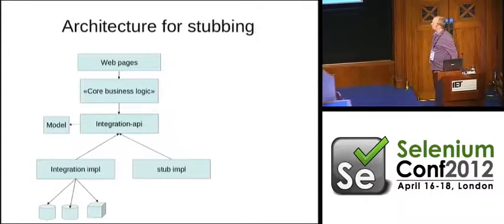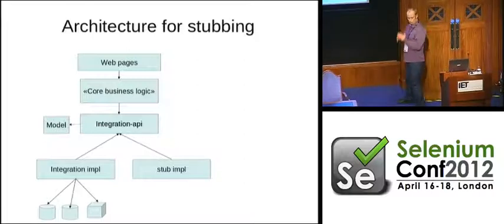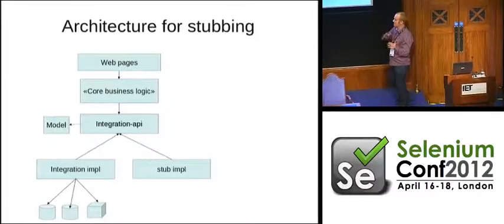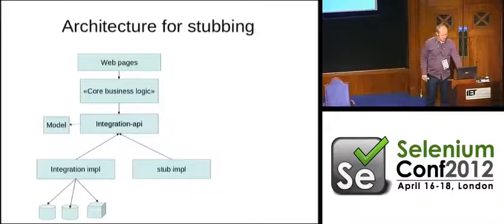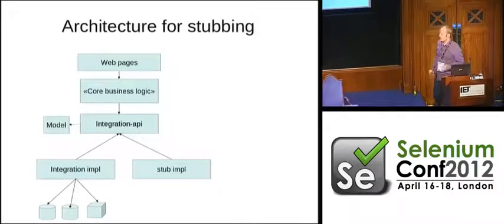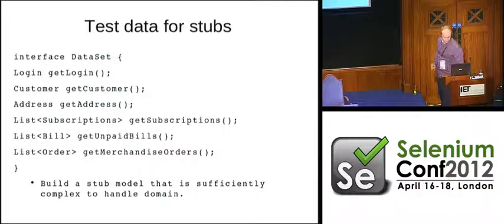Now, the thing about that is that you can replace that whole layer and all of your backend systems, or as many as you like, with fake stub implementations. And if those stubs somehow actually capture the real complexity of your domain, you can write a lot of the tests towards those stubs. Now let's see how we would do that.